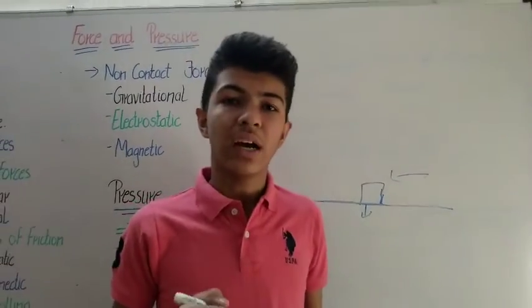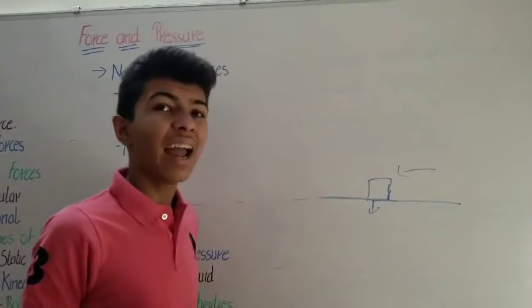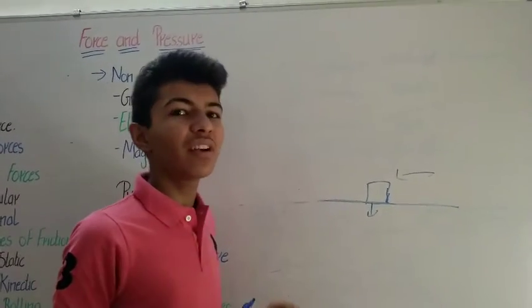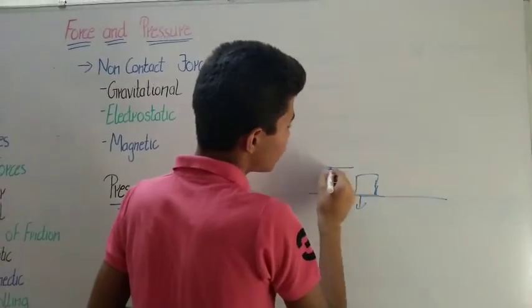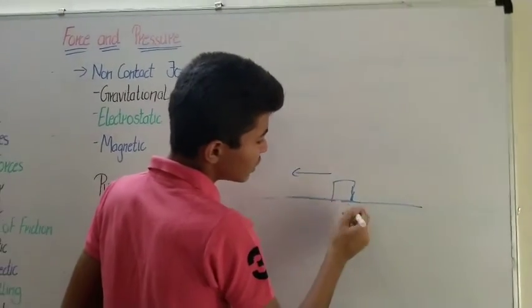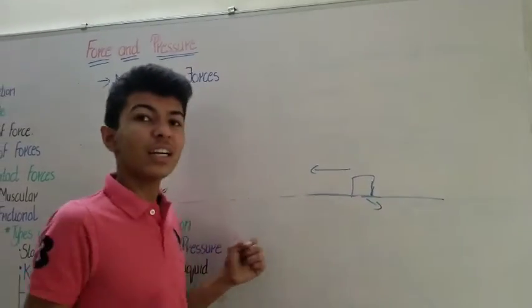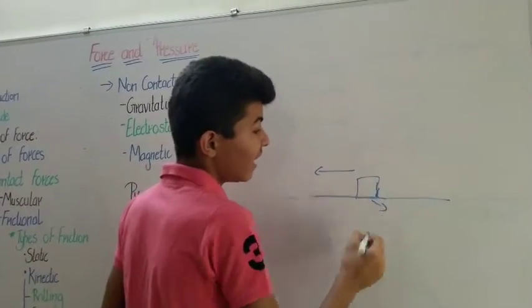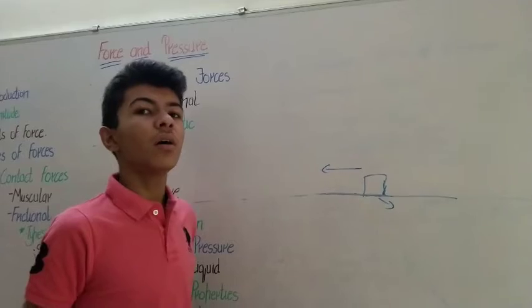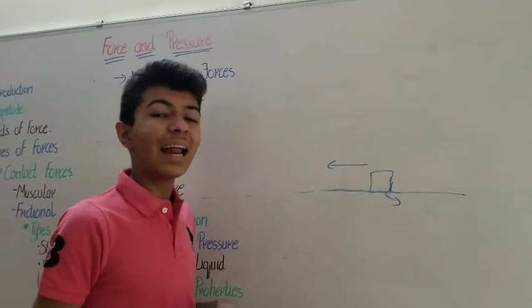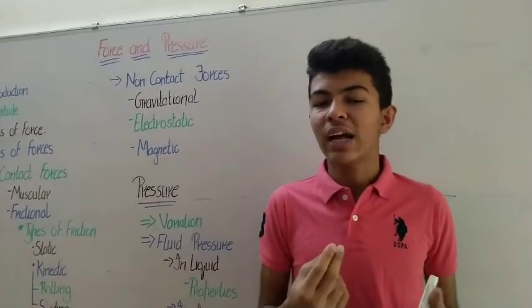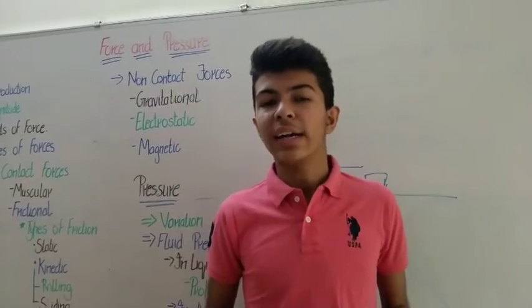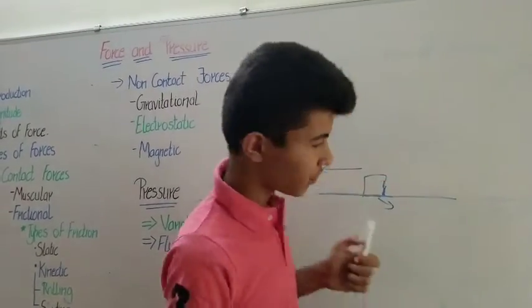And another type of friction is known as kinetic friction. Kinetic friction means a body is moving. So let's take a body that is moving, and this friction is stopping it from moving, or it is decelerating the speed of the block. So this is known as kinetic friction. And kinetic friction is then divided into two types, which are rolling friction and sliding friction.